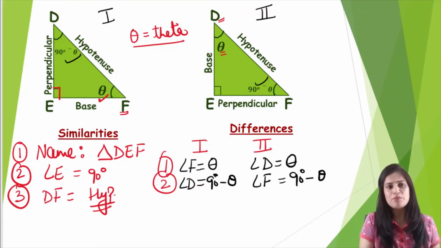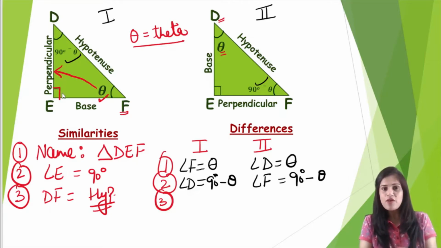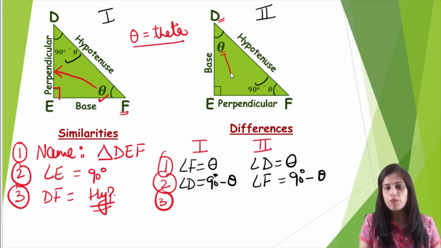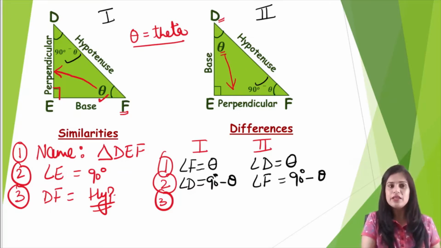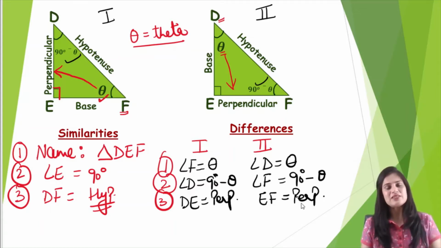Now check out some more differences. See difference number 3. If you see the triangles carefully again, then the side opposite to theta is marked as perpendicular. In the first triangle, this perpendicular is DE, but in the second triangle, opposite to theta, the perpendicular is EF. So we can write, in the first triangle DE is perpendicular, and in the second triangle EF is perpendicular. Isn't it?